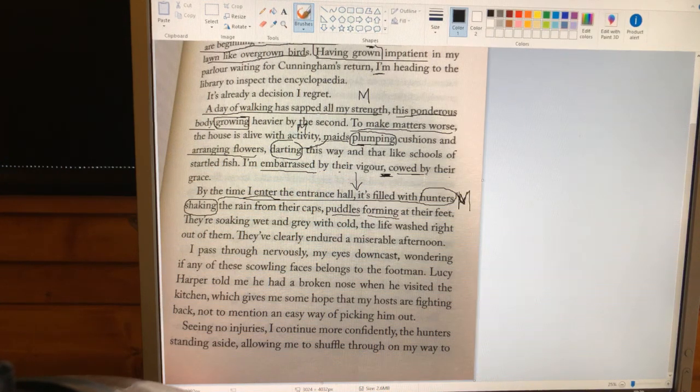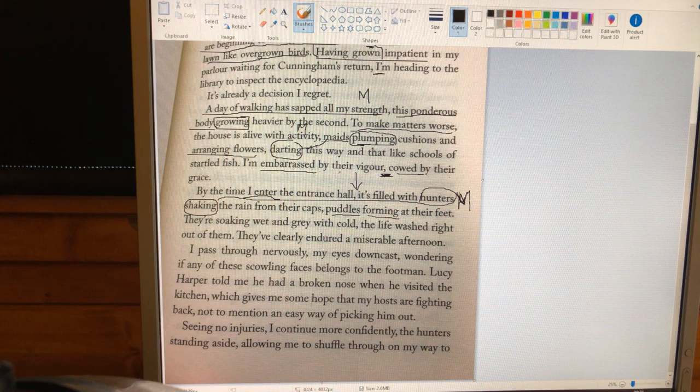Now, forming here is a participle. It doesn't say the puddles were forming or are forming. So again, we've got noun plus modifier. And again, it's called an absolute phrase. Puddles forming at their feet. Notice the similarities between this ponderous body growing, maids plumping, puddles forming, lights blinding, the entire thing coughing. We've done quite a few of these absolute phrases now, and most of the time you see a noun plus a participle. Most of the time.